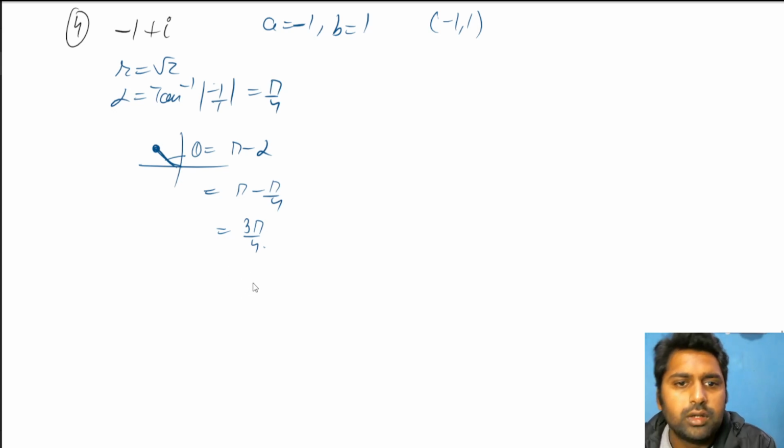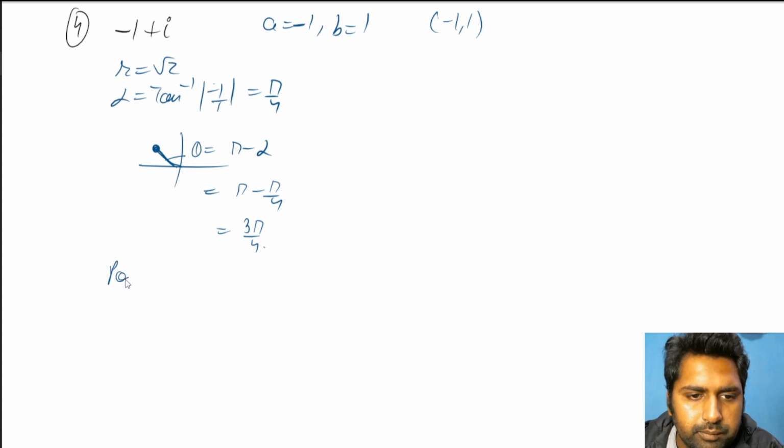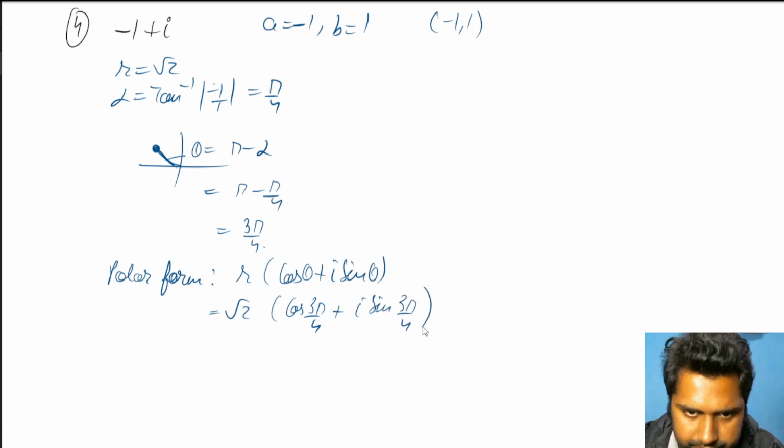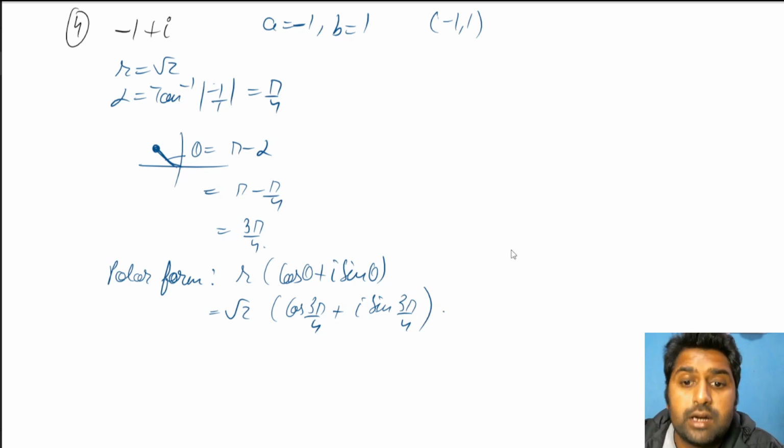Okay. This is done. What else is needed? Polar form: r bracket cos theta plus iota sin theta. That's root 2 cos 3 pi by 4 plus iota sin 3 pi by 4. Okay. So this is regarding polar form.